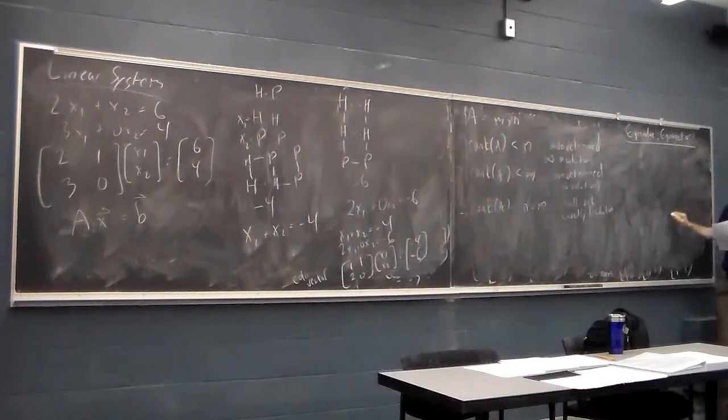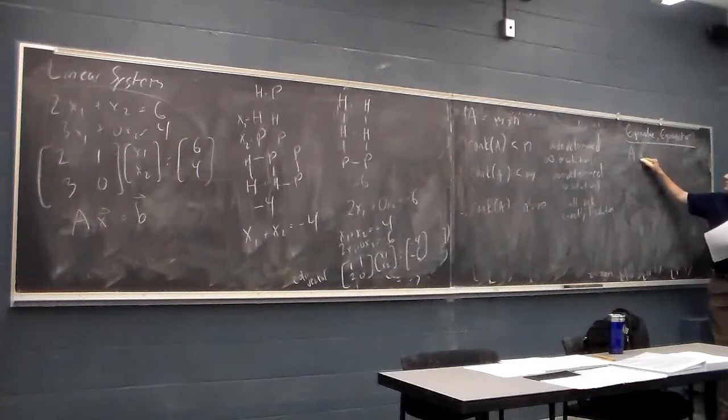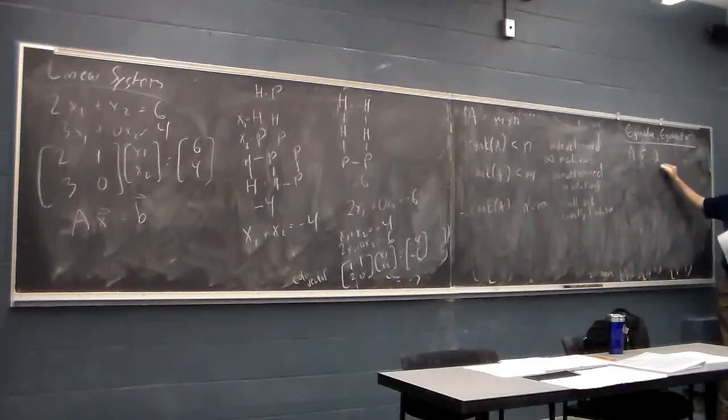So if we have a matrix A, and we can find a vector x such that A times x is equal to a scalar lambda times x, then we say that x is an eigenvector of A, and lambda is the eigenvalue of A associated with x.